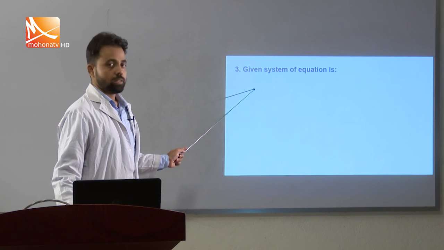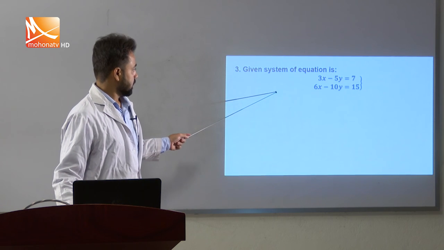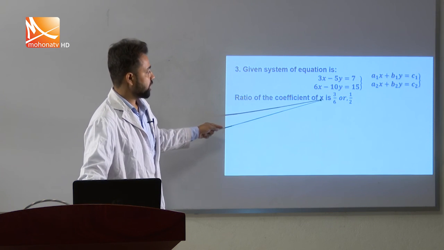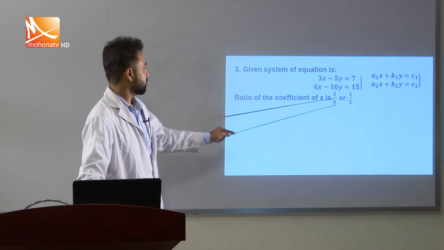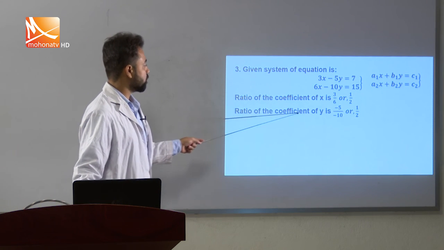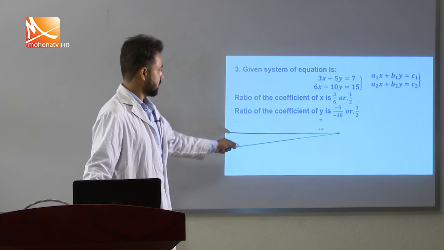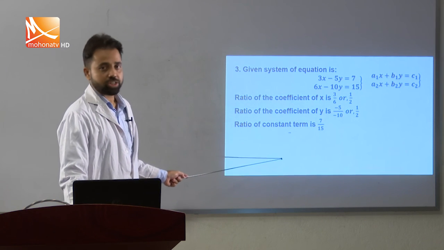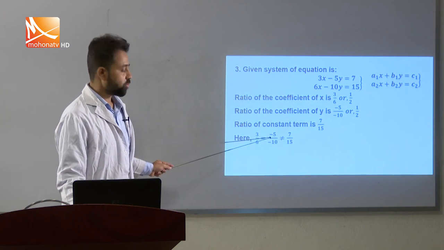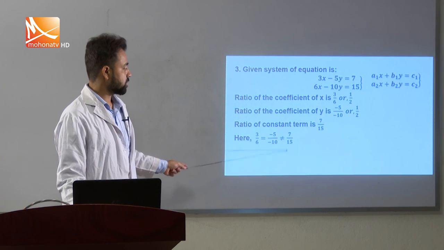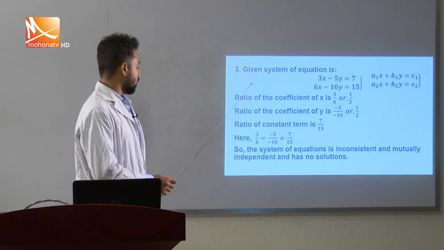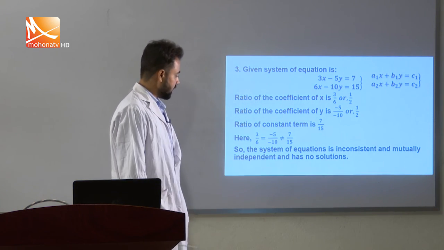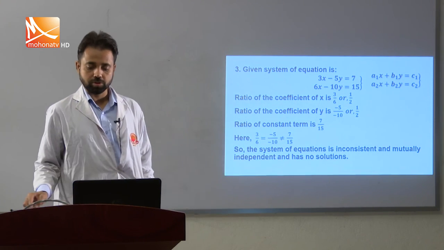Problem 3. Students, observe carefully: the ratio of the coefficients of x is 3 by 6, that is half, and the ratio of the coefficients of y is also half. The ratio of the constant terms is 7 by 15. That is, the ratios of the coefficients of x and y are equal, but not equal to the ratio of the constant terms. So in this case we can say the system of equations is inconsistent and mutually independent and has no solution.